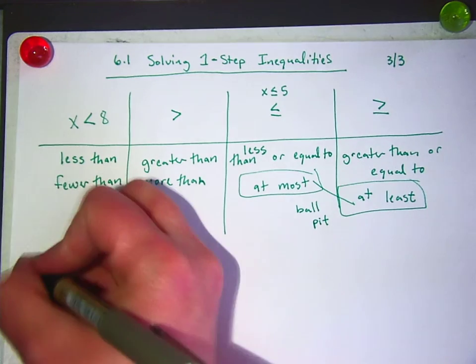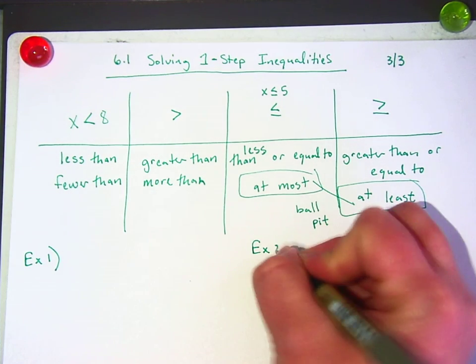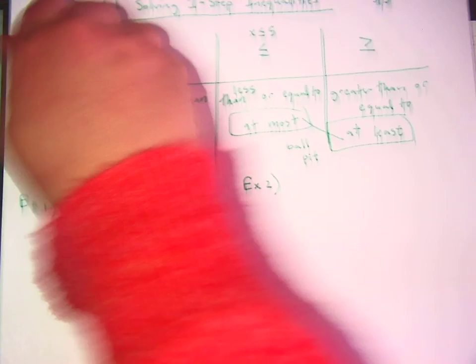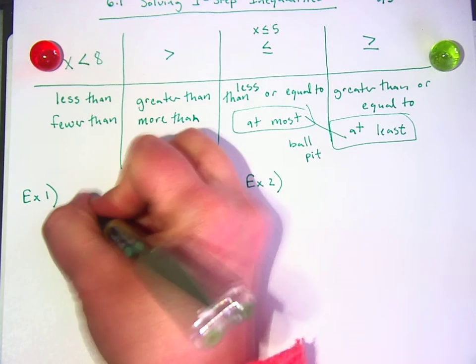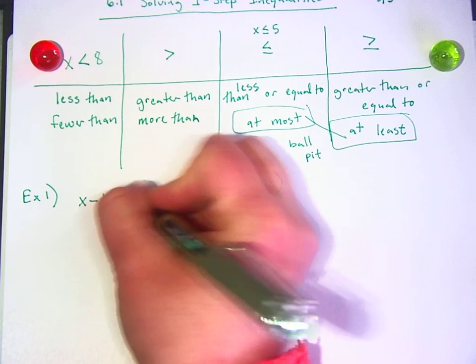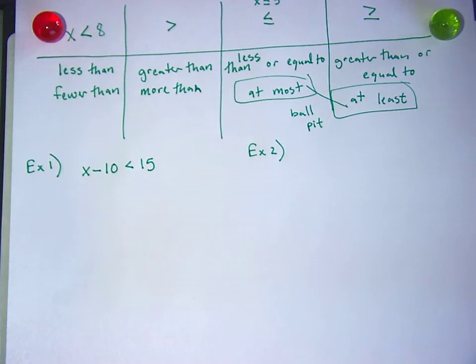Okay, so now we're going to start getting into examples. We're going to see what you remember from being able to solve one-step equations and math problems. The only difference is that there is an inequality sign instead of an equal sign. So go ahead and write this down. X minus 10 is less than 15.